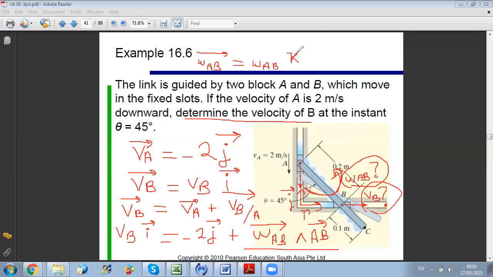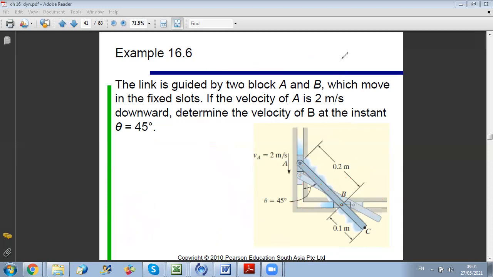And concerning vector AB, it is this vector here. I can decompose AB into two components, one along I, one along J. I have that AB is 0.2 and the angle with the vertical is 45 degrees. So the AB vector can be simply decomposed into two components, one along I, one along J. Let me clear this and write it again.